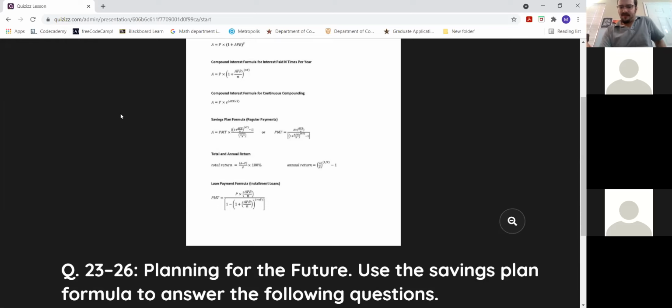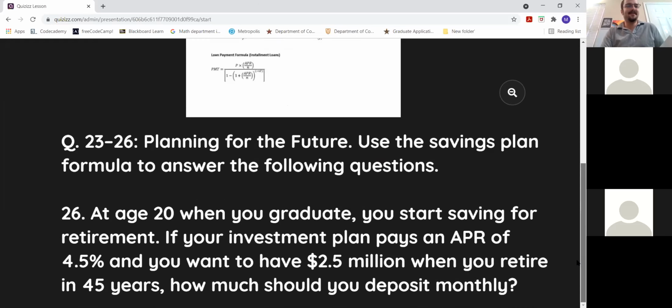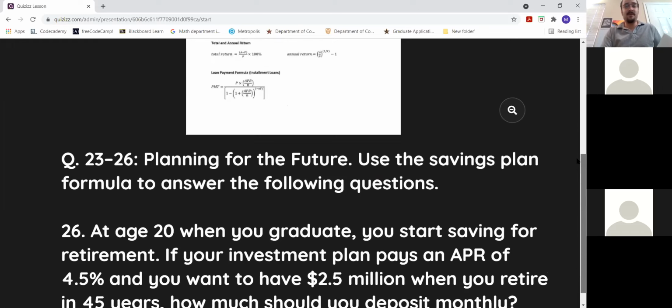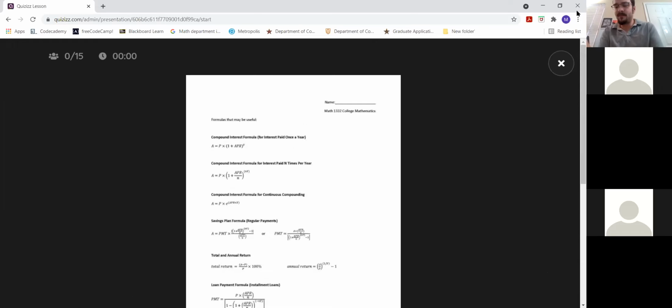I think this looks very similar with a 4.5% interest with 12 months. 12 months. And we're doing this for a long time. From the age of 20 to the age of 65, I think is what he's done. 45 years is how long I'm doing this. This is my retirement fund. I want to be a millionaire. I guess he wants to be a millionaire every time he retires. 2.5 million, I guess.